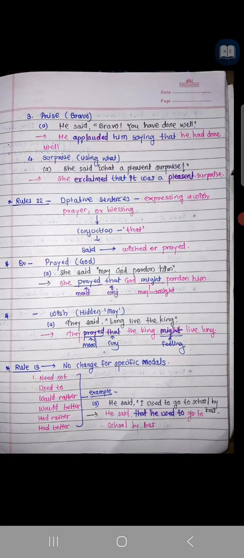That sentence uses the conjunction that. Next, "said" converts into wished or prayed. If the mood of the sentence is hopeful, use wished; if it is God-related, use prayed. Let's see: She said, "May God pardon him." So she prayed that God might pardon him. Prayed replaces said, conjunction that is used, and may converts into might.